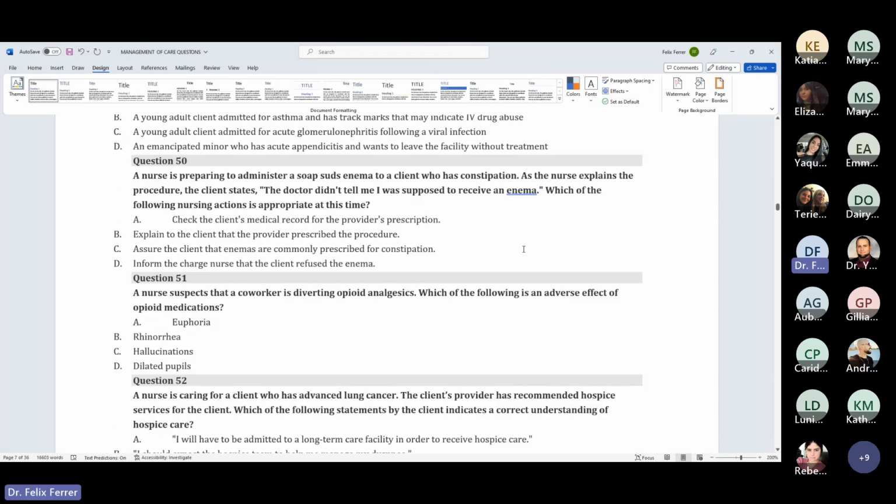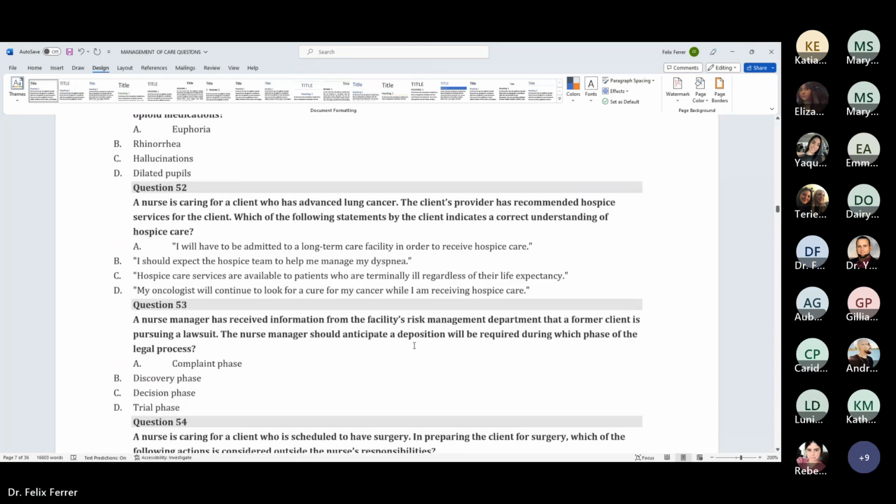A nurse is preparing to administer a soap suds enema to a client who has constipation and explains the procedure. The client states, the doctor didn't tell me I was supposed to receive an enema. Which of the following nursing actions is the most appropriate at this time? A. Check the medical record for the provider's prescription.